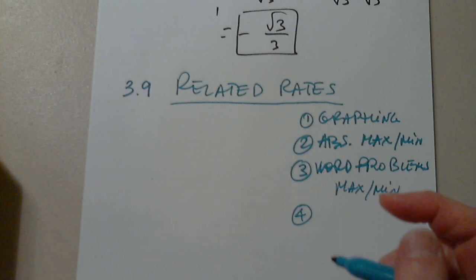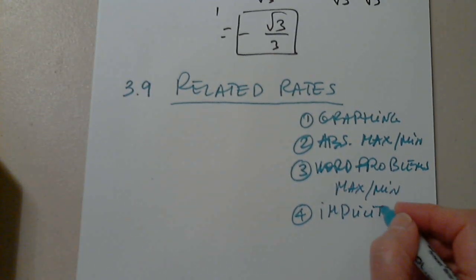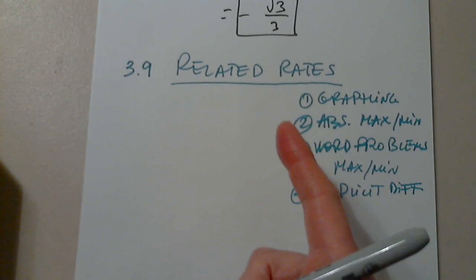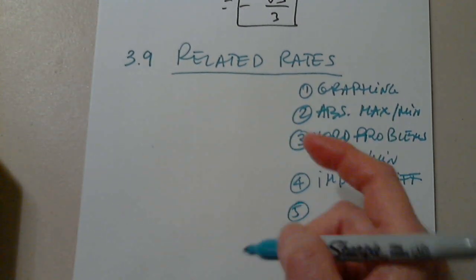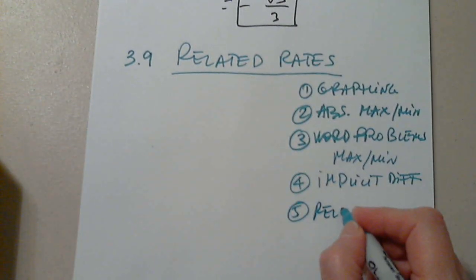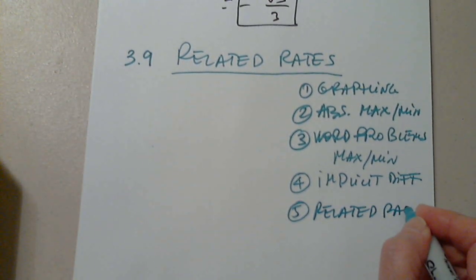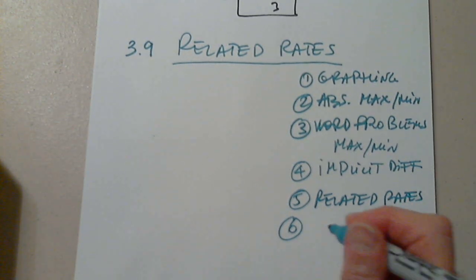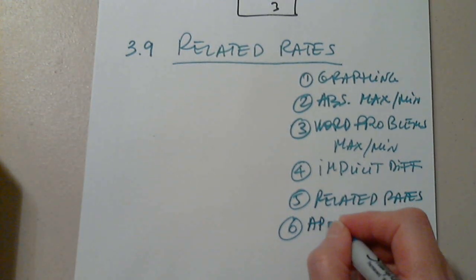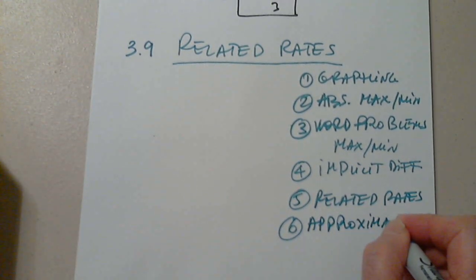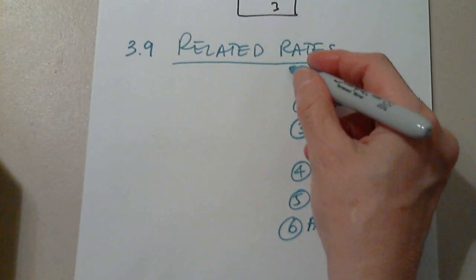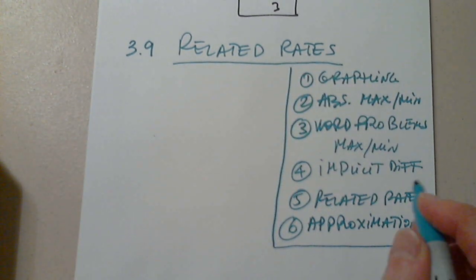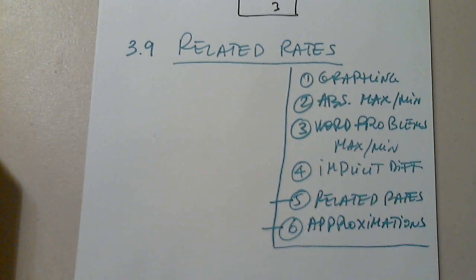And number 4, implicit differentiation that we just did. And number 5, related rates. Number 6, the last one, sorry about that. Related rates. And the last one, approximations. That's it. And this is where chapter 3 ends. But we still have these two to work on. Okay, so let's talk about related rates.